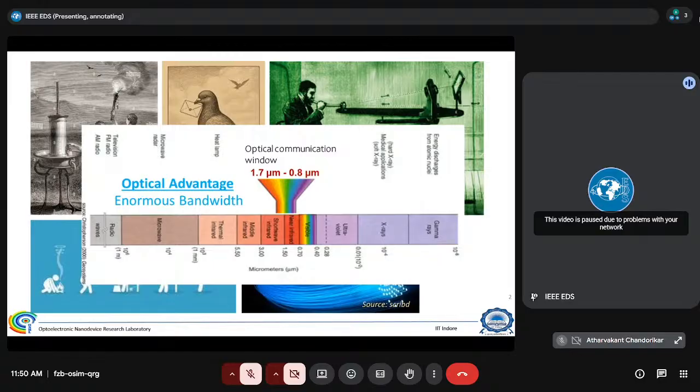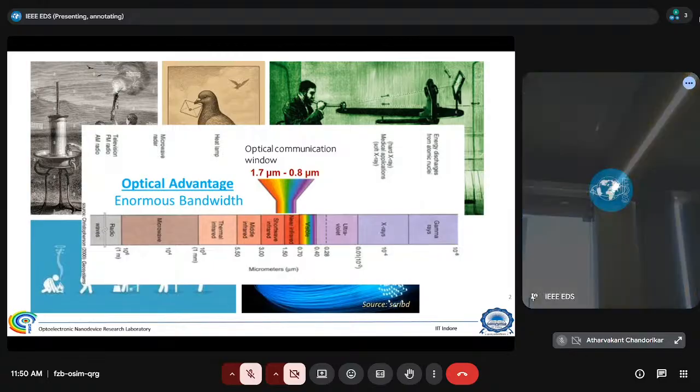And when you use light and compare it to radio waves or microwave, you have a many-fold increase in the frequency. That's why it's not just large bandwidth, you have enormous bandwidth. Your information carrying capacity for that carrier wave will be really large. That's the benefit here. That's the optical advantage. It offers you enormous bandwidth, right?